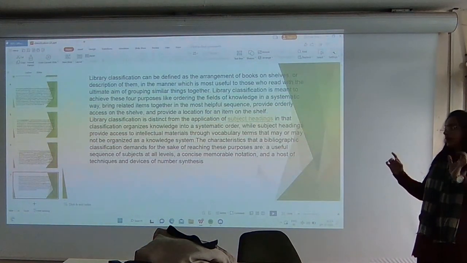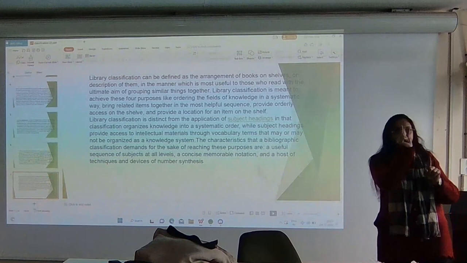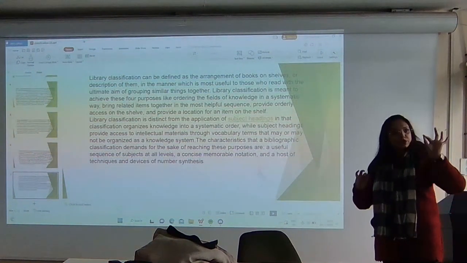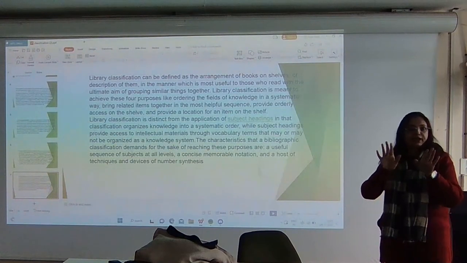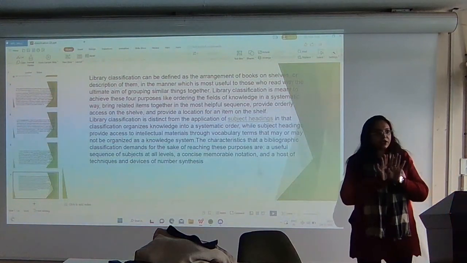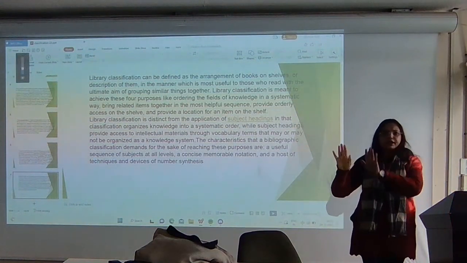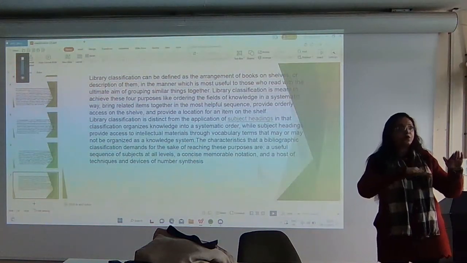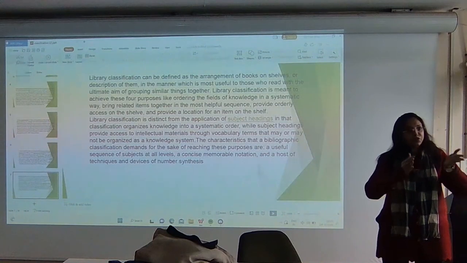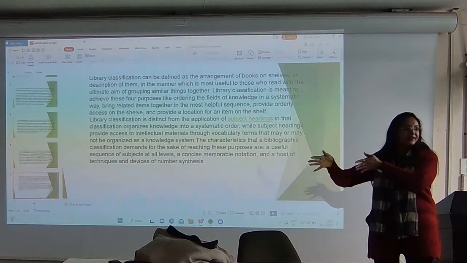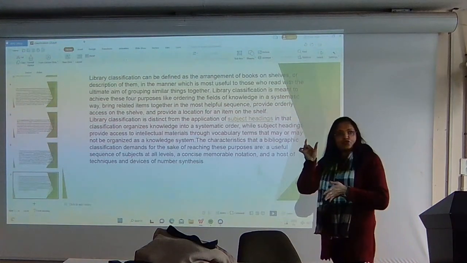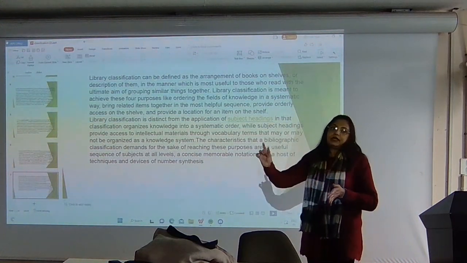Like for V, V is the symbol for history, for example I'm saying. So in that, if you are just looking at history, suppose you have 10 books, you're just putting them as V, so it will not be difficult. But if you have thousands of history books, then you need to go into depth, right? So whichever scheme you're using, the number would be larger.